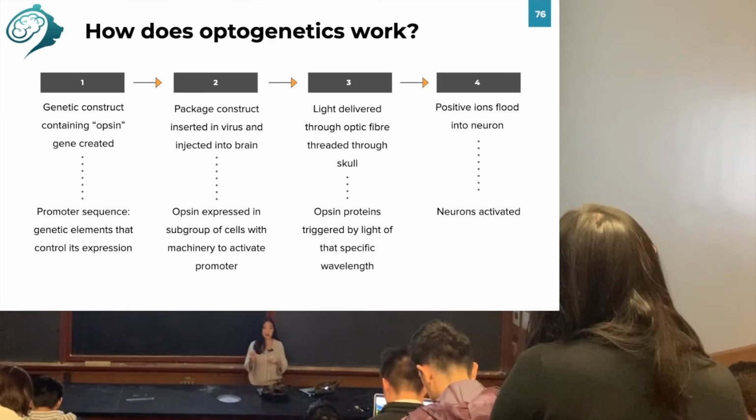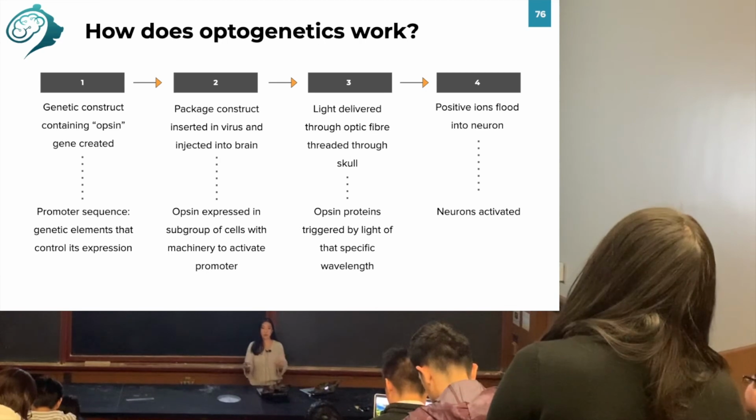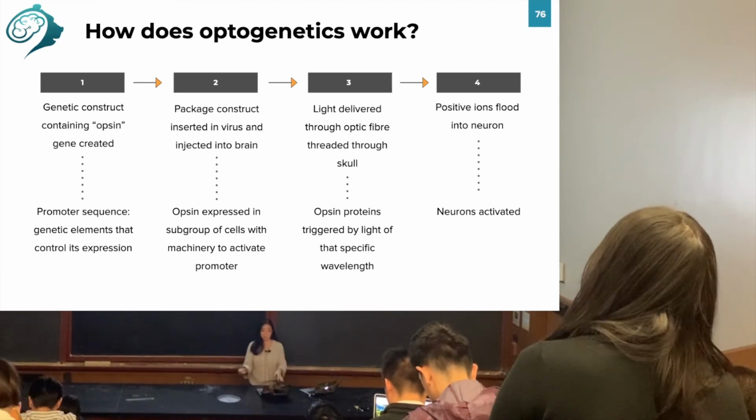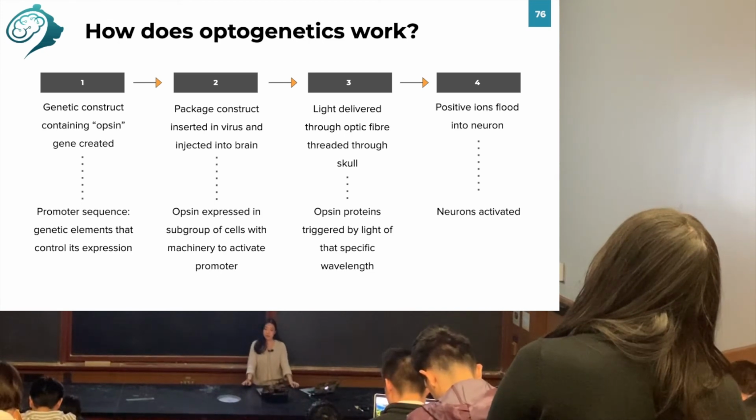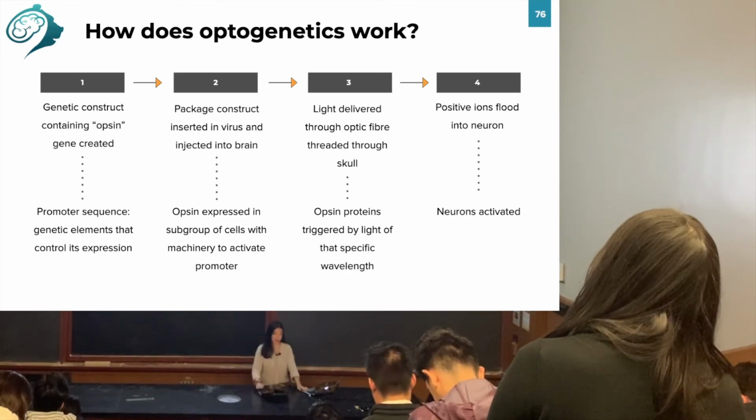And then that opsin gene from that virus is expressed in a subgroup of cells, they can target specific cells with the appropriate machinery to activate that promoter. And then a light is delivered through an optic fiber threading through the skull, and the opsin proteins are triggered by that light at a specific wavelength. Positive ions flood into the neuron, and the neuron is activated.